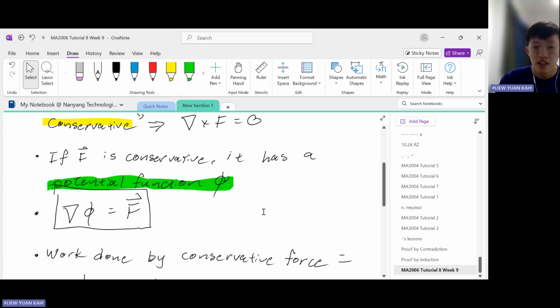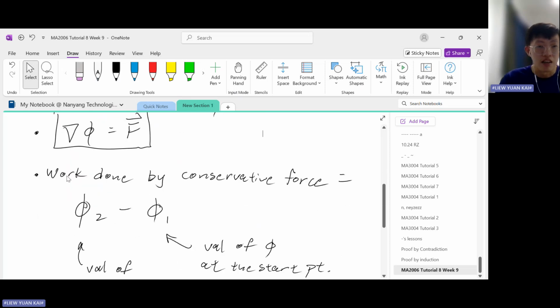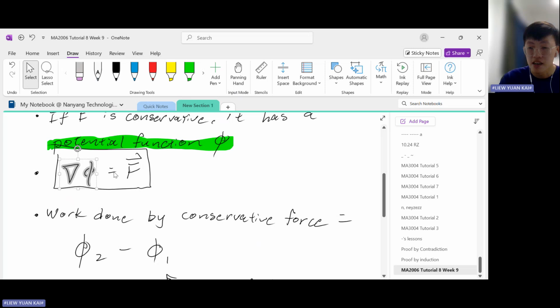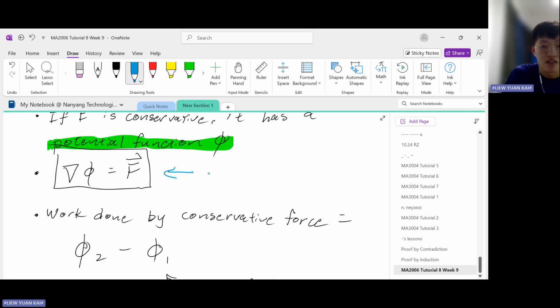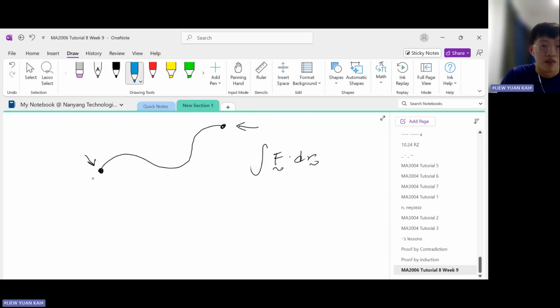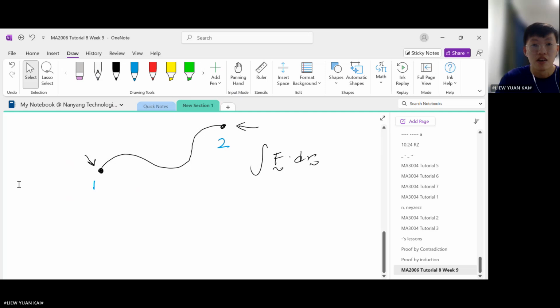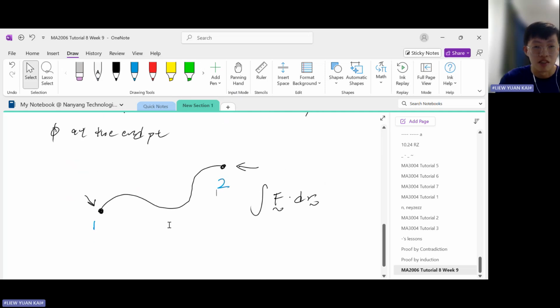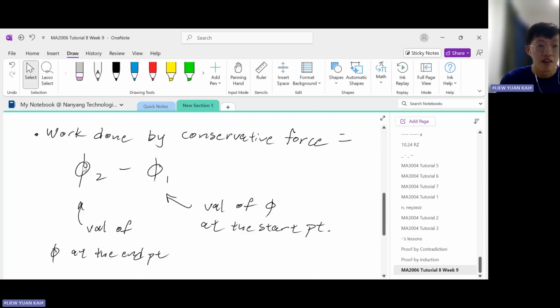And what is the potential function? It is a function such that when you take nabla of phi, it will give you back the force field. Using this, we can solve for phi. Phi is our unknown here. We solve for phi, and then, to find the work done from point 1 to point 2 of this conservative force, we can simply take phi 2 minus phi 1.